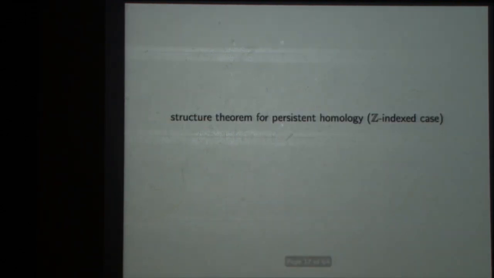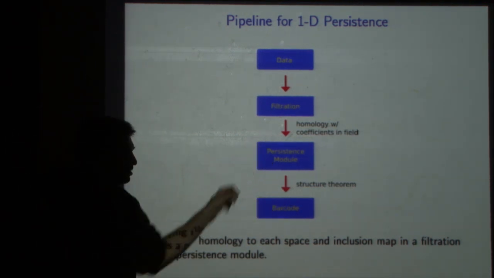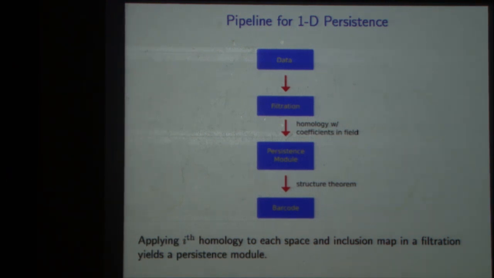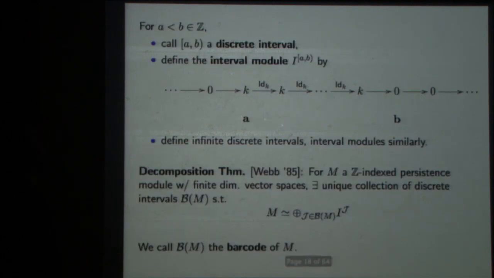Now finally, we need to talk about obtaining the barcodes from these persistence modules via a structure theorem. And there are different variants of this structure theorem. I'm going to describe one in the Z index case. And by the way, all of these are essentially graded variants of the fundamental theorem for finitely generated modules over a PID. Right, so they're similar to things that you've seen before if you take math classes or ever have. So okay, here's how this goes.